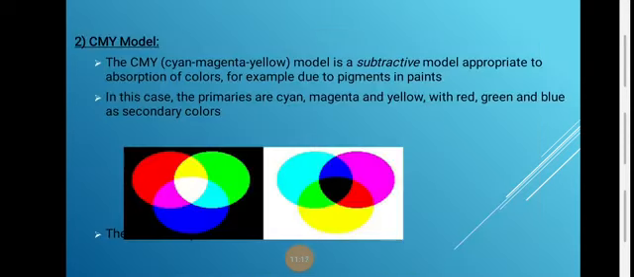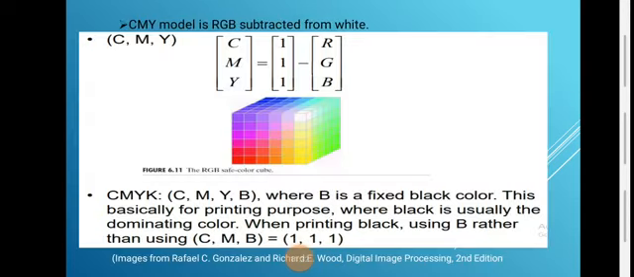Next part is the CMY model. The CMY model is the cyan, magenta, and yellow model, which is a subtractive model with respect to the approximation of the colors. We can obtain the CMY model by taking 1 minus the RGB model.